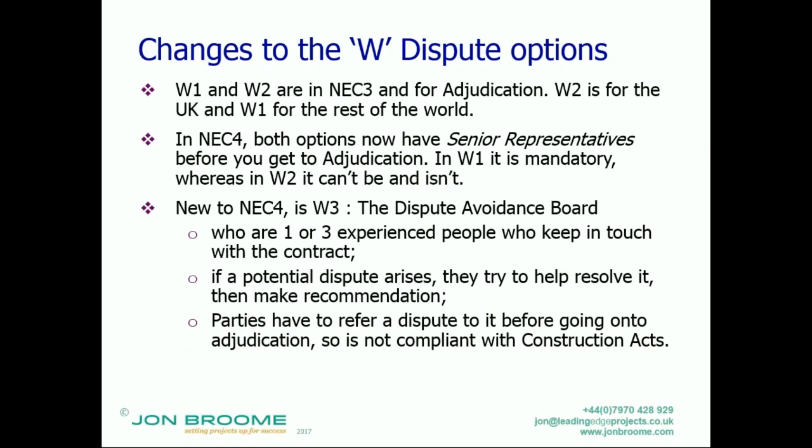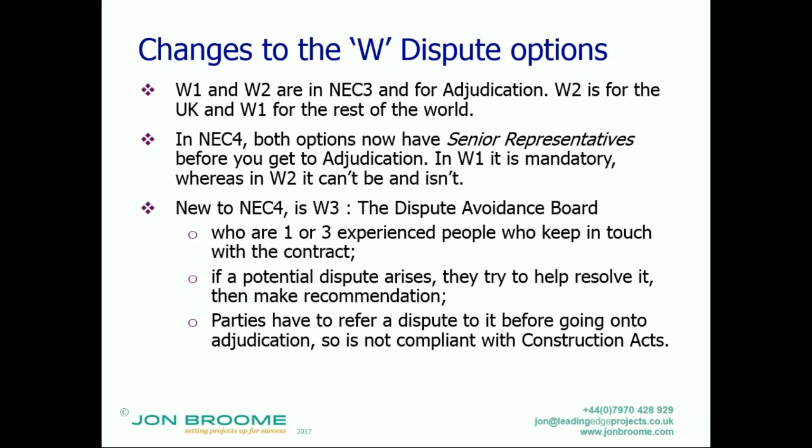This is where 1 or 3 experienced people are appointed and who keep in touch with the contract periodically, so they can periodically visit the contract. If a potential dispute arises, the ideal is they nip them in the bud, they head them off, they try to help them resolve it by whatever means they see fit. Getting people in a room, making suggestions, getting people to reflect. If that doesn't help, they can make a recommendation.